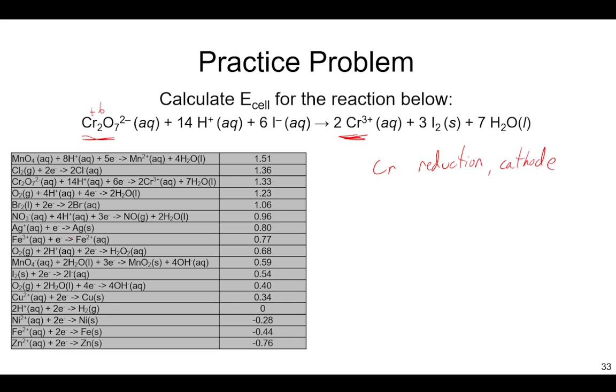And so we can come to the table here and see, well, there's only chromium listed here. It has 14 H pluses with it and 7 waters. So that seems a little weird, but we have 14 H pluses and 7 waters. So yeah, all that looks legit. And everything in red here corresponds to 1.33, and that is our cathode.